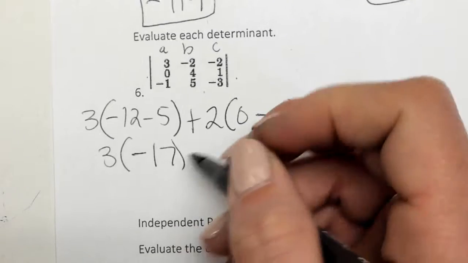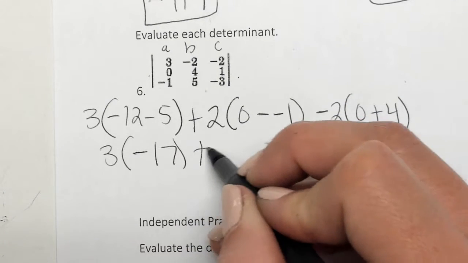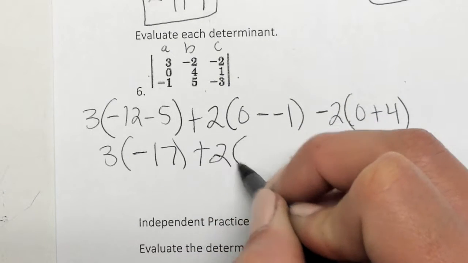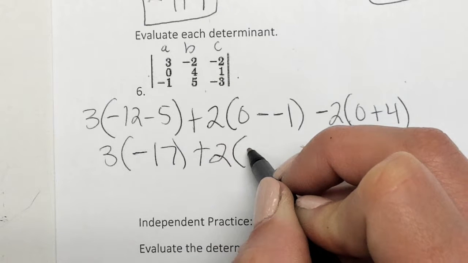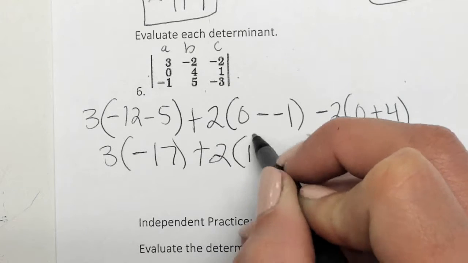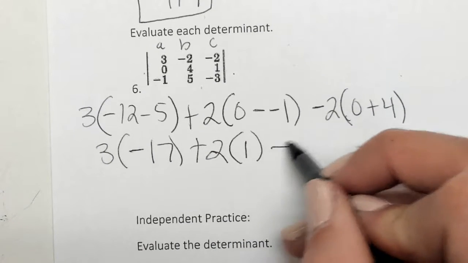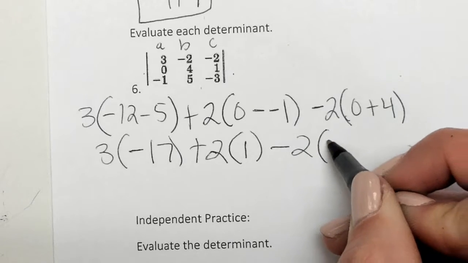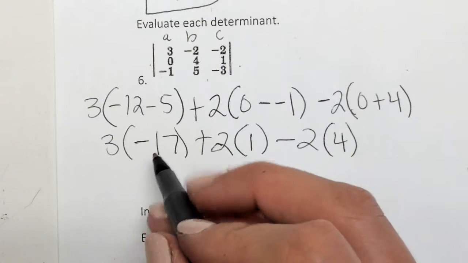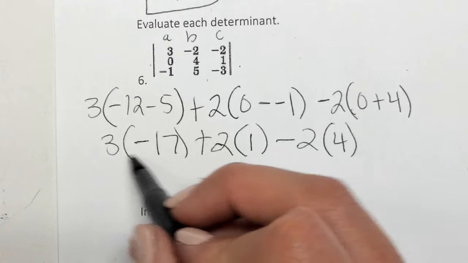Good. That's what I wanted. Alright, Evan, this is going to be plus 2 times what? 1. Good. Alright, Catherine, this is going to be minus 2 times what? 4. Alright, so now, Nikki, this will be what?